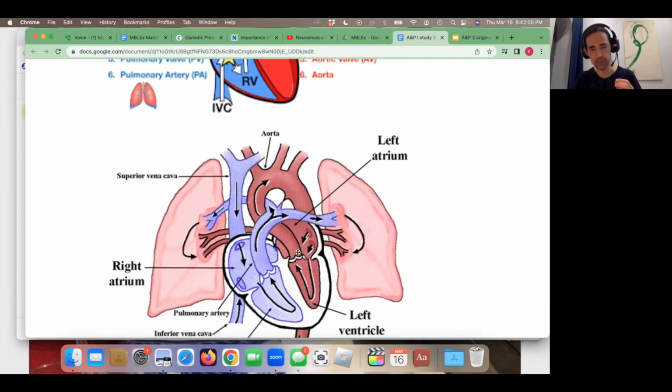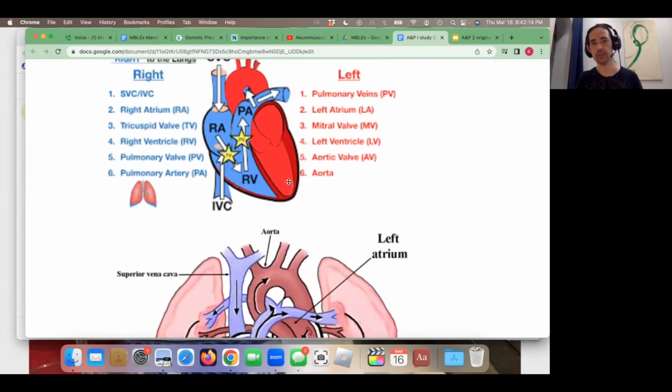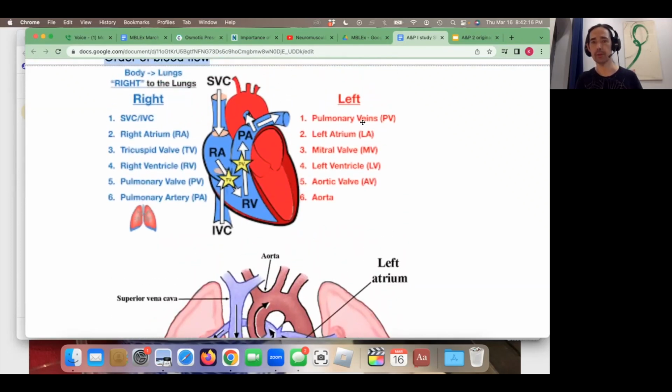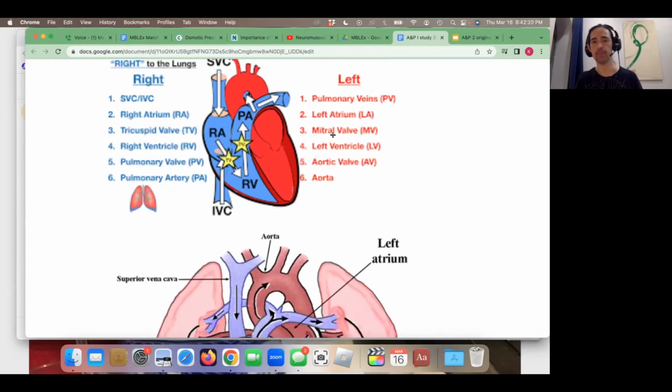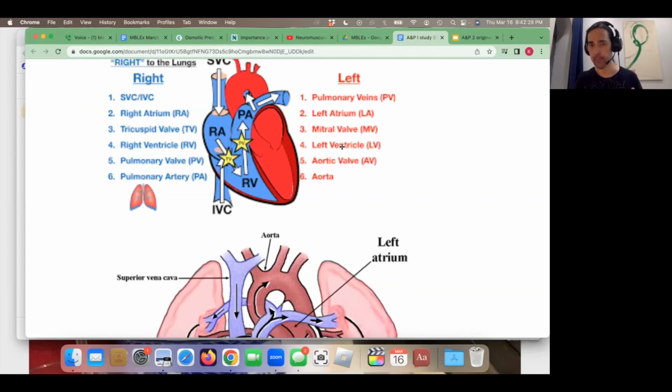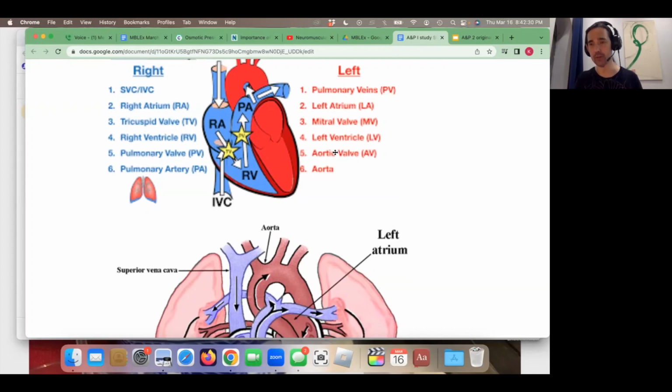The pulmonary veins bring the blood back into the left atrium. It goes through the bicuspid valve into the left ventricle, and then it goes up into the aorta. Make sure I'm telling you correctly. Through the pulmonary veins, into the left atrium, through the mitral valve into the left ventricle. Atrium, mitral valve, bicuspid valve, left ventricle. Through the aortic valve into the aorta.